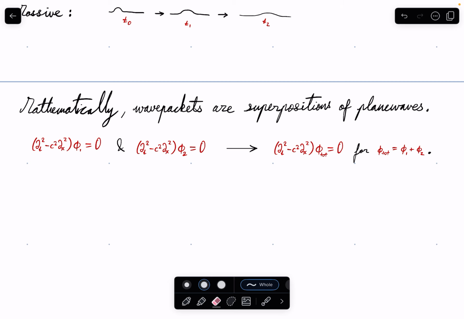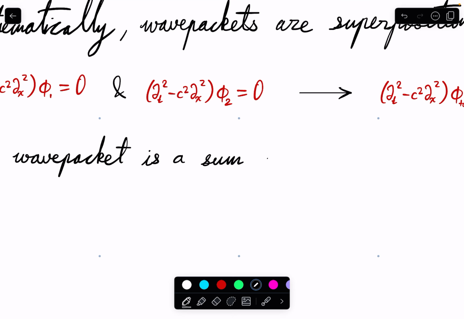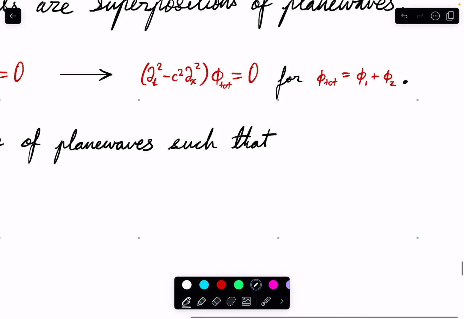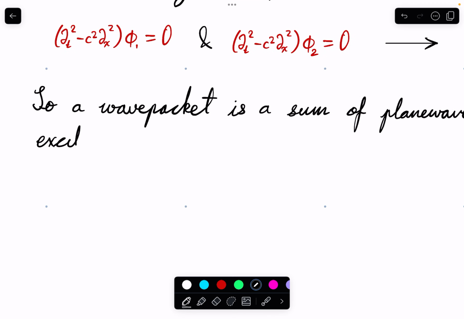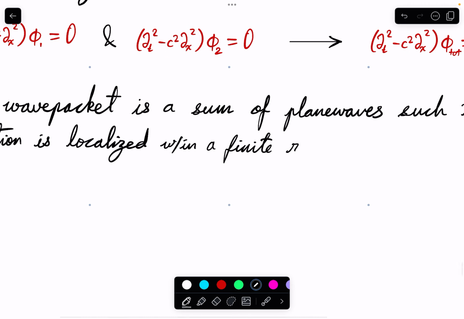So a wave packet is a sum of plane waves such that the field excitation is localized within a finite region.